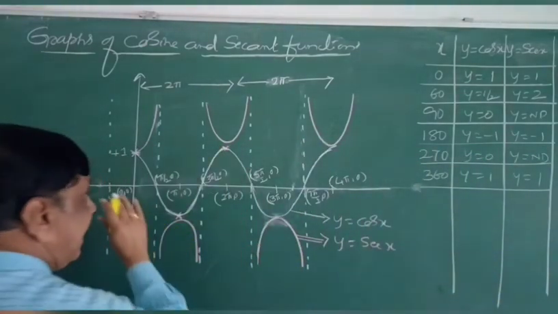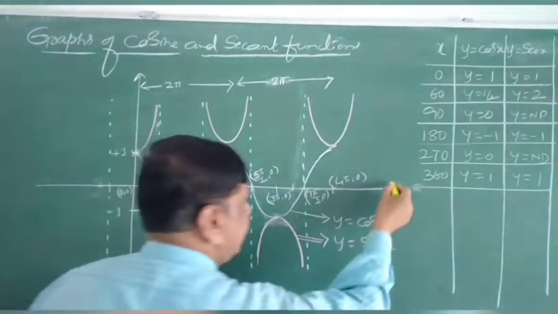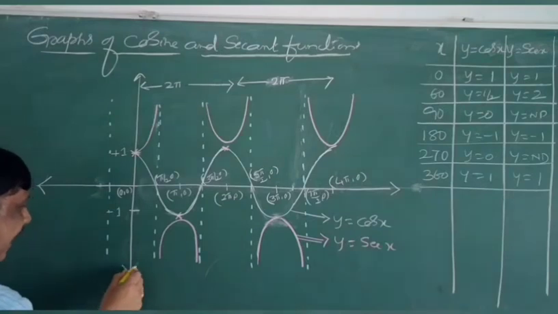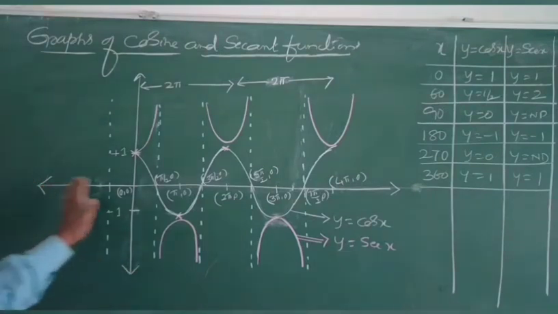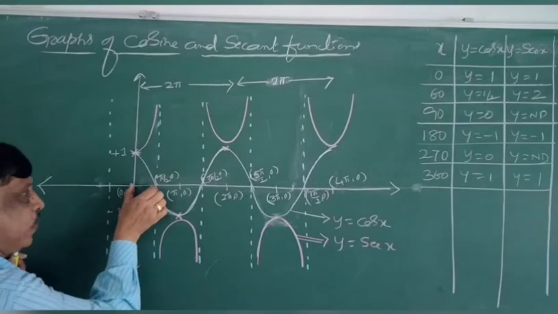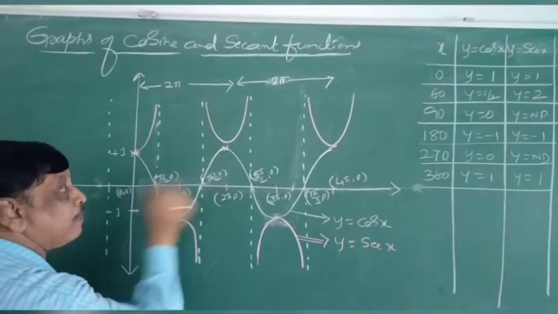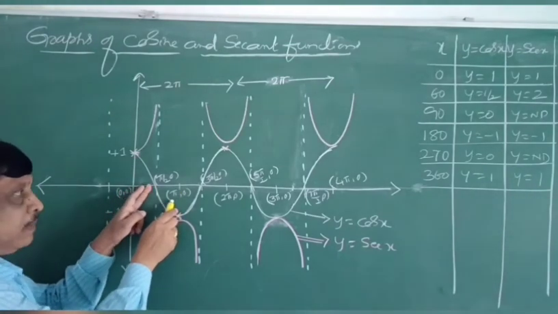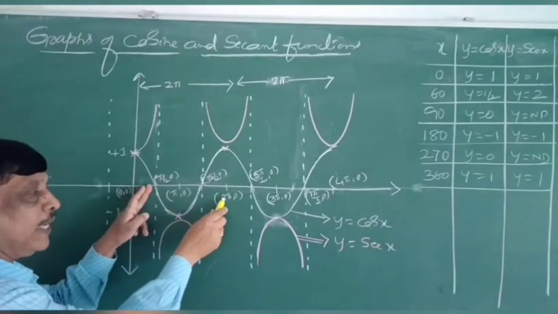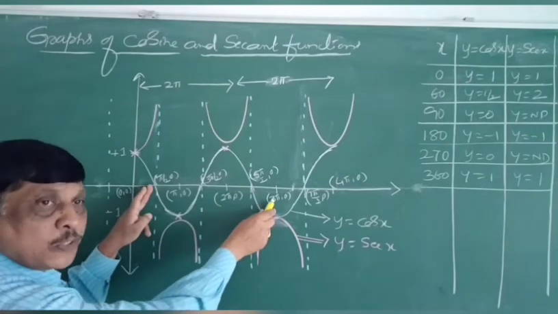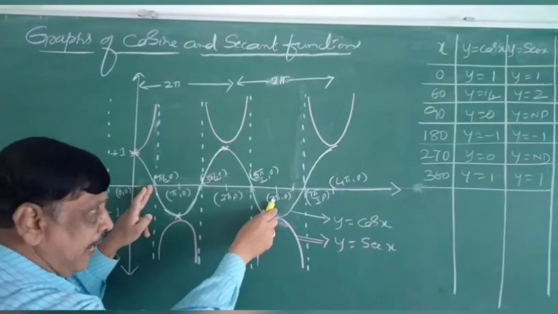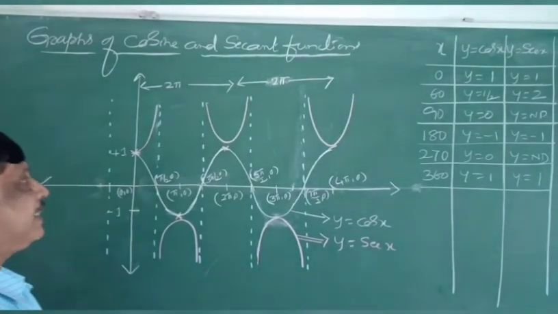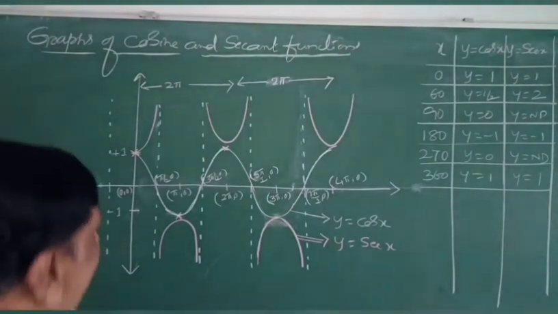So here I have considered a coordinate plane. The horizontal line represents the x-axis and the vertical line represents the y-axis. On the x-axis, I have taken equal intervals of pi by 2. So this is 0, pi by 2, 2 pi by 2 is pi, 3 pi by 2, 4 pi by 2, that is 2 pi, 5 pi by 2, 6 pi by 2 is 3 pi, 7 pi by 2, 8 pi by 2, that is equal to 4 pi. Next I am going to mark the points here.